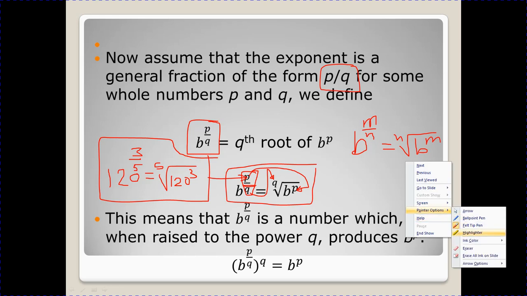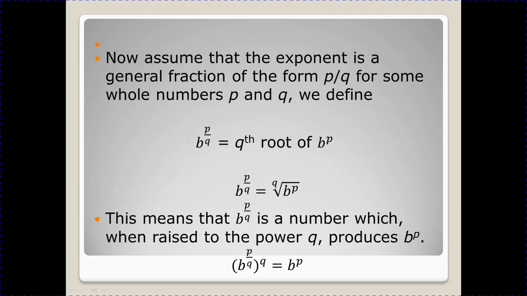Let me just erase everything here. So b to the power p over q equals the qth root of b to the power p. Now this means that b to the power p over q is a number which when raised to the power q produces b to the power p. Again, this is a very good expression here. b to the power p over q to the power of q, then you can cancel q with q, then it is b to the power p.